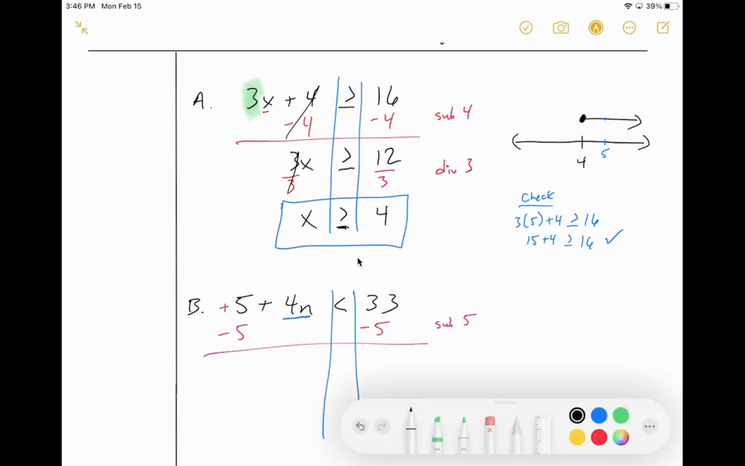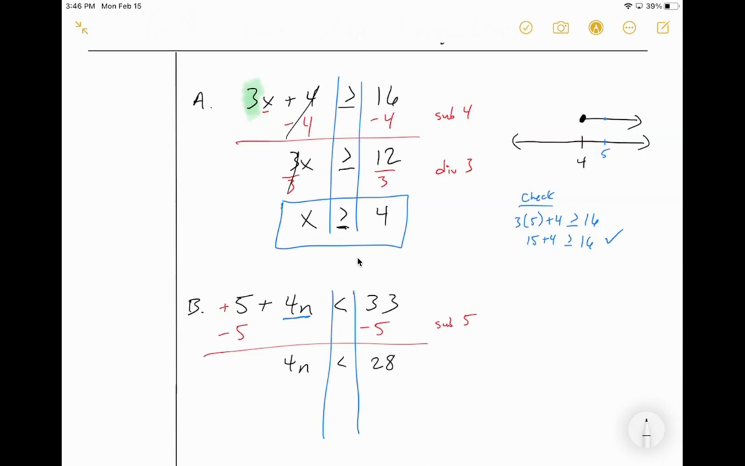And I'm left with 4n is less than 28. Last step. Let's go ahead and divide by 4. You should remember from when we did two-step equations that we do the adding and subtracting first, unless you have parentheses. Those are ones that kind of throw us off a little bit. This one we divide by 4 on both sides.